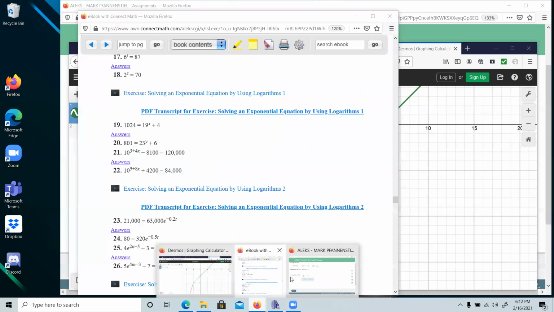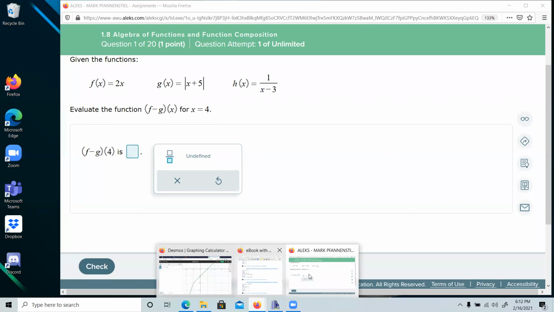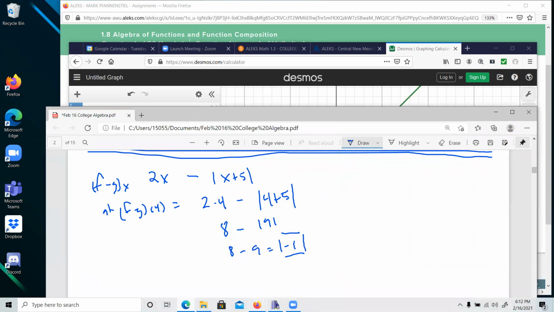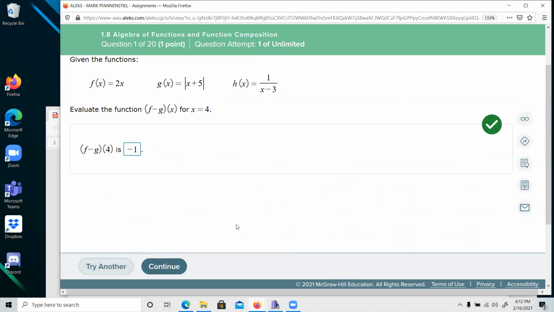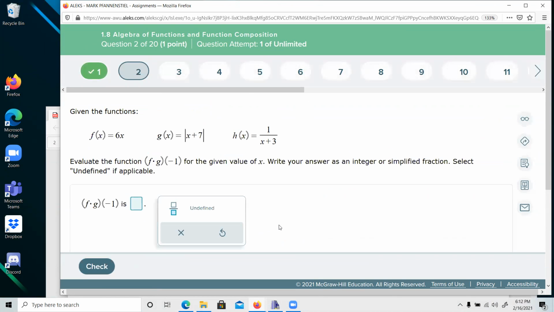Oops, what did I want to do? I wanted to go here. So, oh, positive 4. What am I doing? Negative 1. Okay, I think that's what we had, right? Yep, sure was. All right. Are we going to ask me more? No. Okay.